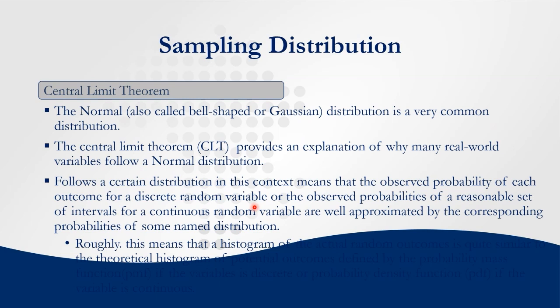I think what I must also mention here is that when we say something follows a normal distribution, it means that the observed probability of each outcome, when we talk about a discrete random variable, or the observed probability of a reasonable set of intervals for a continuous random variable, are well approximated by the corresponding probability of some named distribution. Okay, maybe this will explain it better.